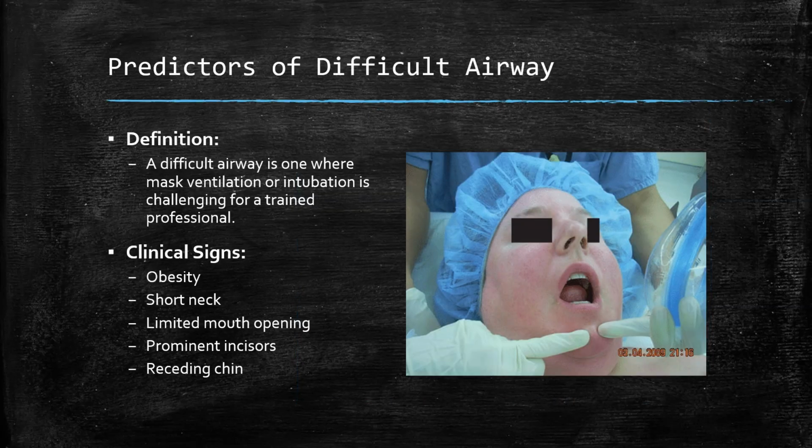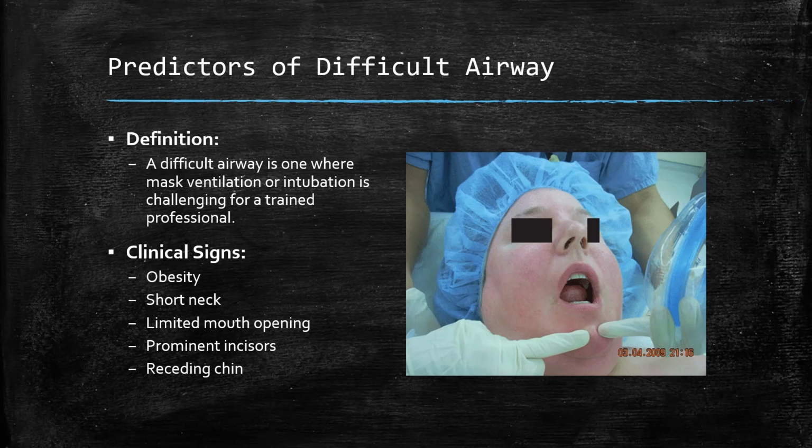Predictors of difficult airway. So, what makes an airway difficult? It's when a trained pro struggles with mask ventilation or intubation. While it's not always predictable, certain signs can tip us off. Look for obesity, a short neck, limited mouth opening. Less than 3 centimeters is a red flag, prominent incisors, or a receding chin.